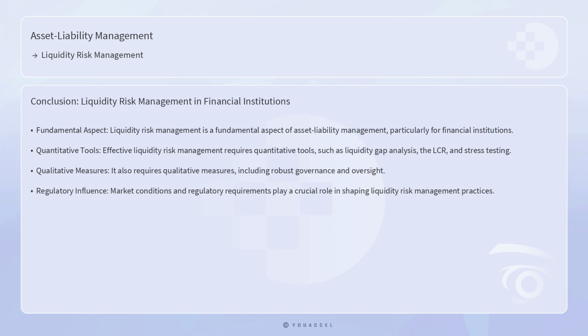In conclusion, liquidity risk management is a fundamental aspect of asset-liability management, particularly for financial institutions. Effective liquidity risk management requires a combination of quantitative tools, such as liquidity gap analysis, the LCR, and stress testing, as well as qualitative measures, including robust governance and oversight. Market conditions and regulatory requirements also play a crucial role in shaping liquidity risk management practices. By understanding and managing liquidity risk, institutions can ensure their ability to meet short-term obligations, maintain market confidence, and contribute to the overall stability of the financial system.